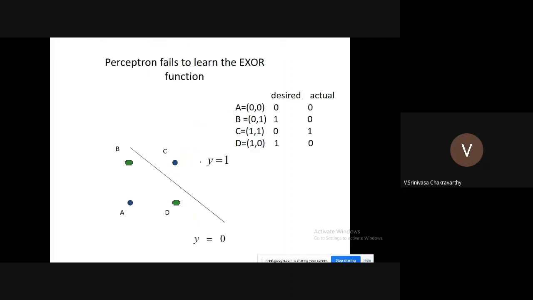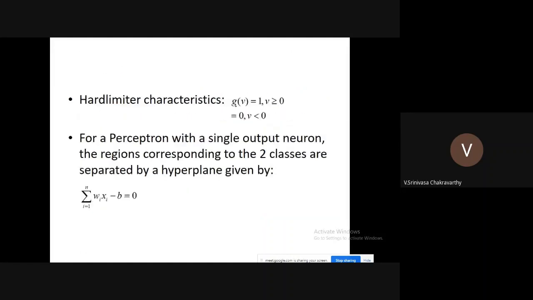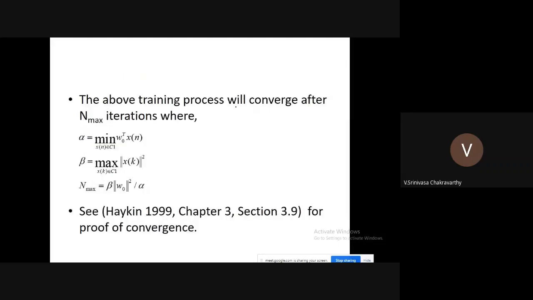For example, if you take another logic gate called the XOR gate, where the truth table is like this: for 0, 0 output is 0, 0, 1 output is 1, 1, 1 output is 0 again, for 1, 0 output is 1. That means these two blue points form one class and the green points form another class. No matter how you draw the line, you will never be able to separate these two classes. So the perceptron won't be able to learn the XOR gate. It can learn the AND gate, OR gate, and NOT gate, but cannot learn the XOR gate. That became a big problem with the perceptron.